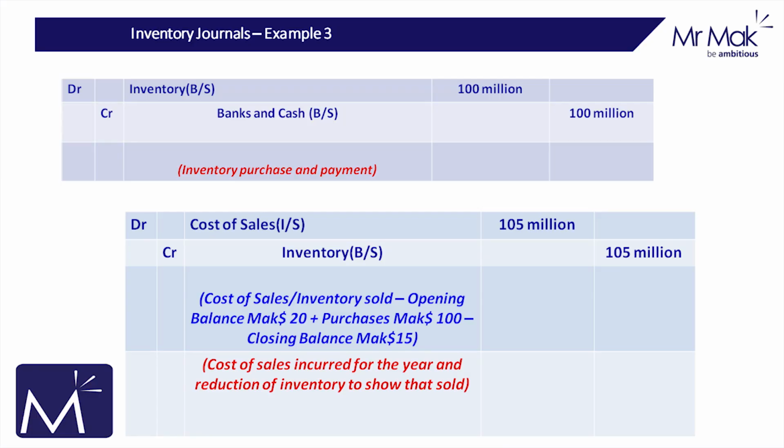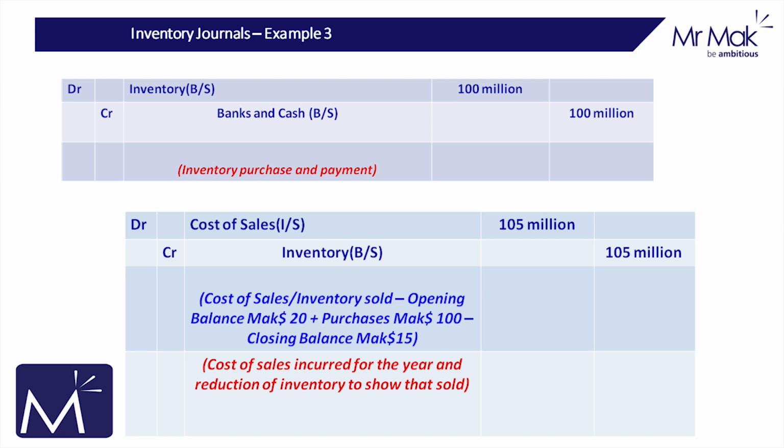Firstly, you would debit inventory in the balance sheet $100 million, and because all of this inventory had been paid for, you would credit the bank and cash in the balance sheet $100 million as well. That journal reflects you capturing the inventory purchased and the payment for that inventory. The next journal would be to debit the cost of sales $105 million, and to credit inventory $105 million.